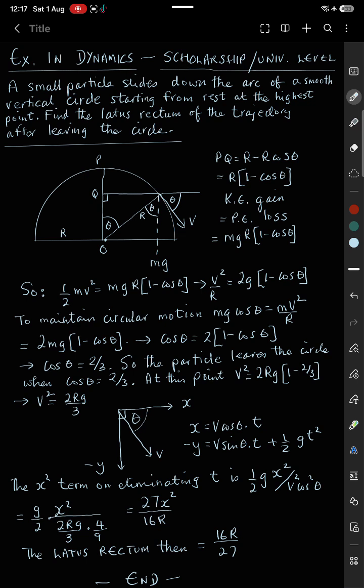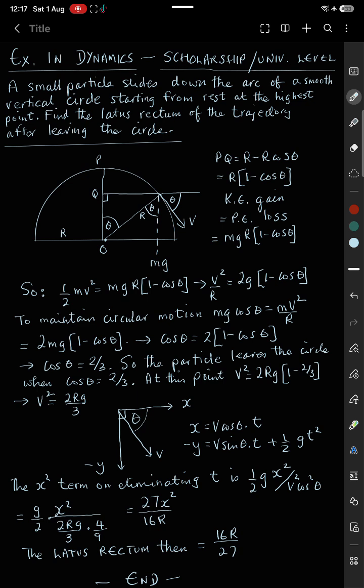Okay, so that then equals 2mg bracket 1 minus cos theta, which means cos theta equals 2 bracket 1 minus cos theta, and so cos theta equals 2 upon 3. So the particle leaves the circle when cos theta equals 2 over 3. At this point, substituting in that value, we get v squared equals 2rg bracket 1 minus 2/3. So v squared is 2rg over 3.